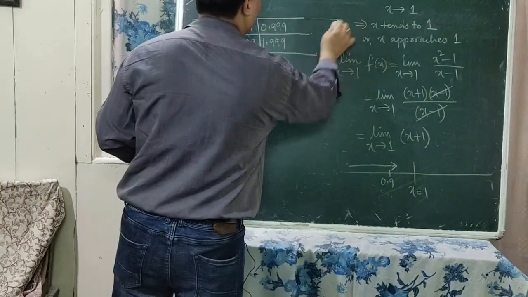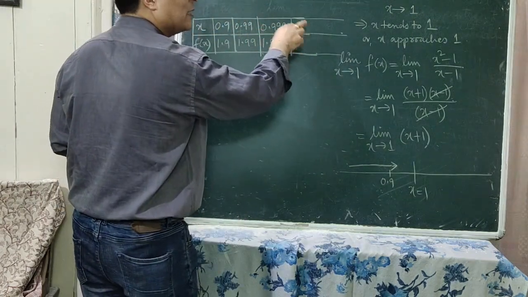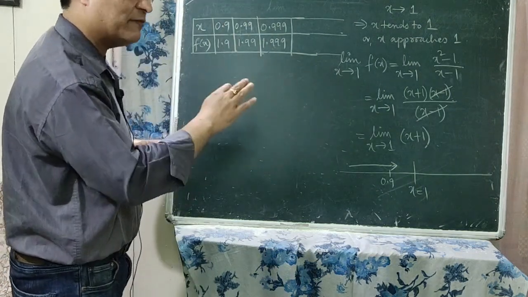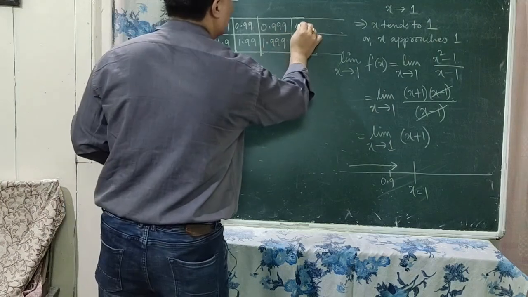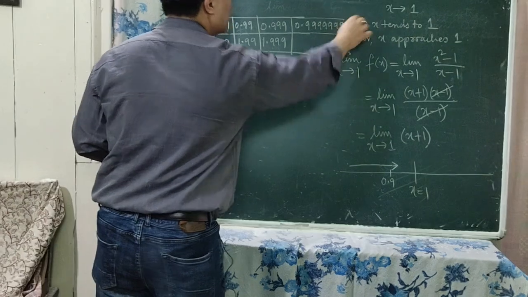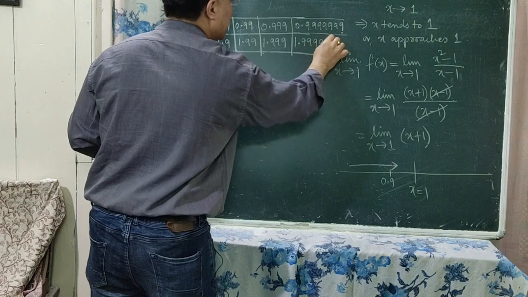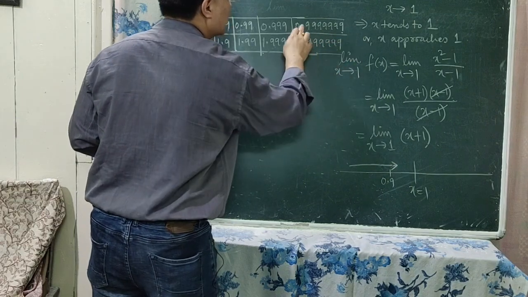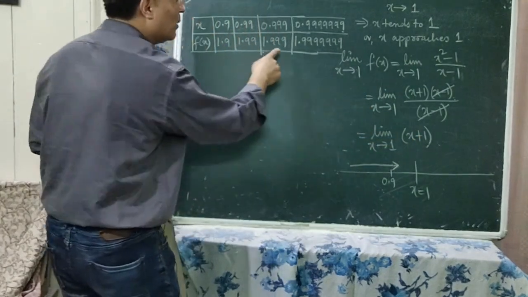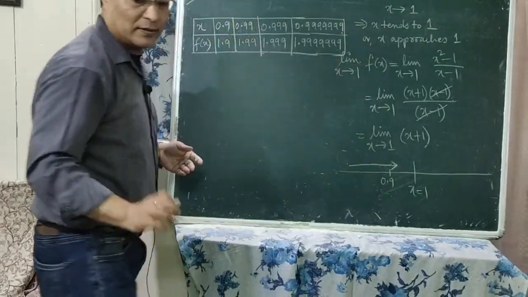Okay, so we can have any number of values like 0.999. After the decimal point there will be 4 nines, after the decimal point there will be 5 nines, and so on. So if you put 0.9999999, something like that, what do we get? 1.9999999. So after the decimal point, how many nines are there? 7 nines. So x plus 1, what is this value? It will be 1 point, with 7 nines. Is that clear now?